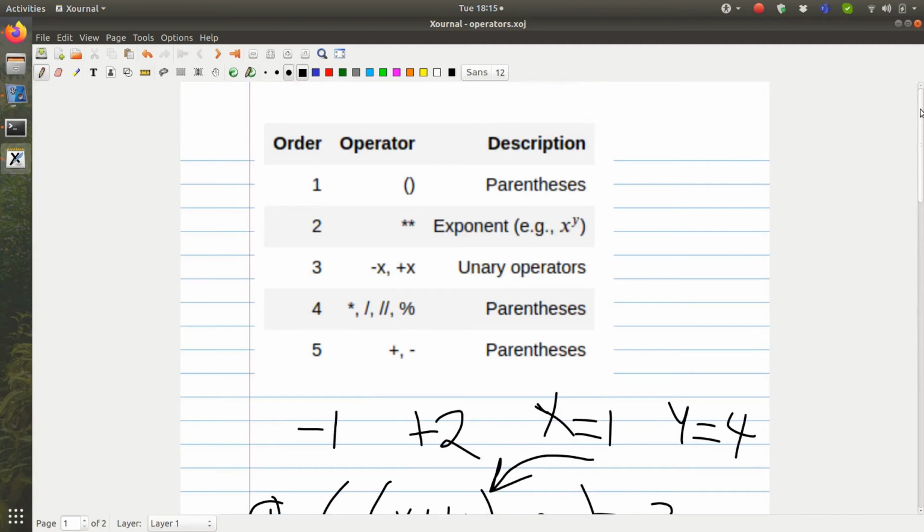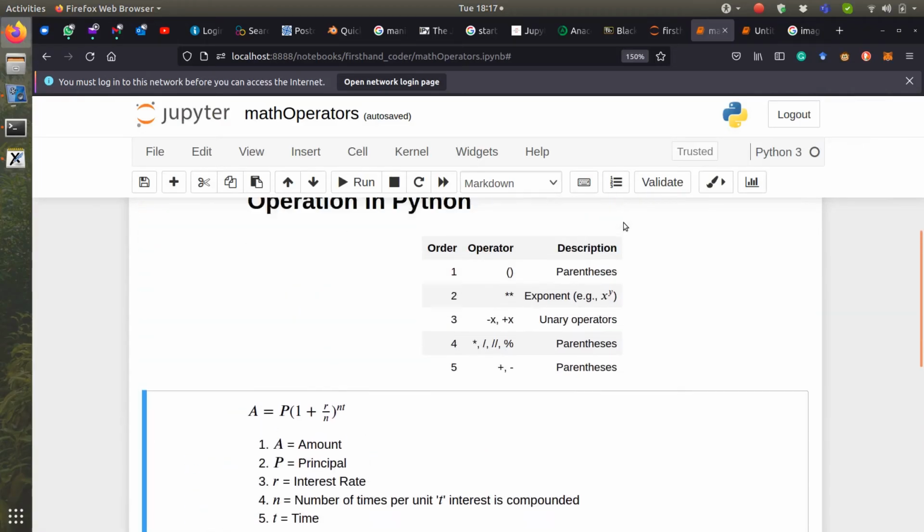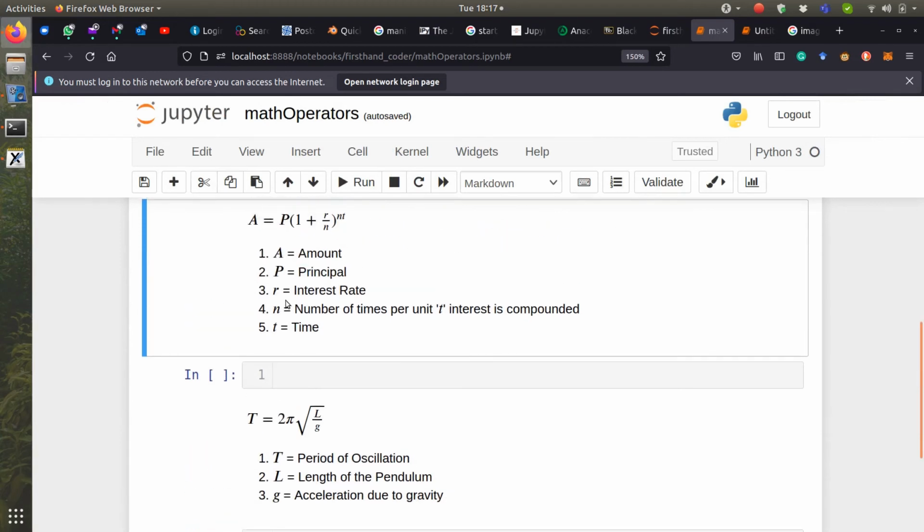So to easily remember how these operators are arranged, you can just summarize them as brackets, order or powers, then unary operators, then we have multiplications and divisions. So we can just put them all here, multiplications and divisions. And then we have additions and subtractions. So you can read this as BODMAS. Okay, BODMAS.